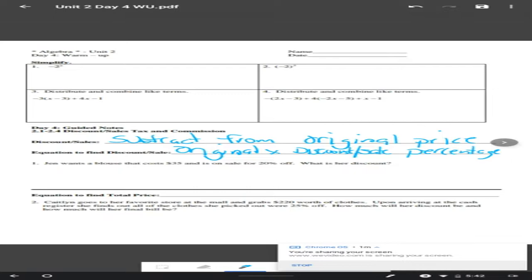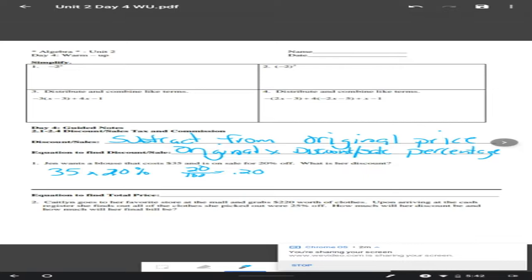So the first one, it says Jen wants to buy a blouse that costs $35 and is on sale for 20% off. That means we're going to be subtracting. So her discount, before we even get to that subtraction, we just take the $35 and we multiply it by my 20%. Now, this is how we change a percent to a decimal. In my calculator, I take 20, I divide it by 100, and that gives us what my decimal is supposed to be, and that's 0.20.